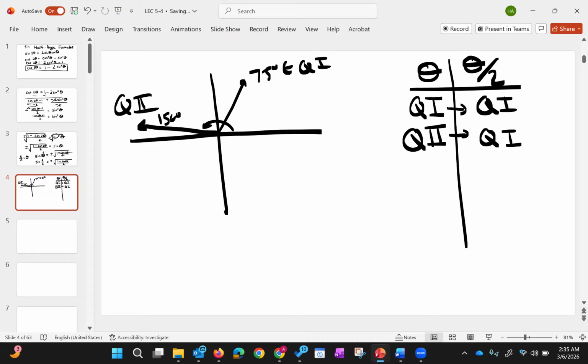Which makes sense, right? Because the highest you could ever go, like all the way to the border here, would be 180, right? And take half of 180 to go back down to 90. Okay.